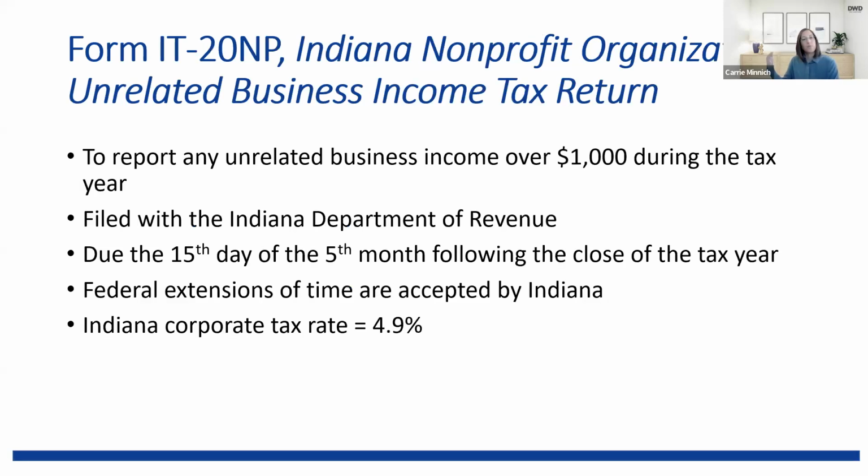Now, just like at the IRS, the federal level, there is a state return. So Indiana has an IT-20NP. So again, if you have unrelated business income of over $1,000 during the tax year, you do have to file a state return with the Indiana Department of Revenue. It is due at the same time as the federal return. Currently, the Indiana corporate tax rate is 4.9%. So again, if you have unrelated business income, you have to pay both federal and state tax on that.